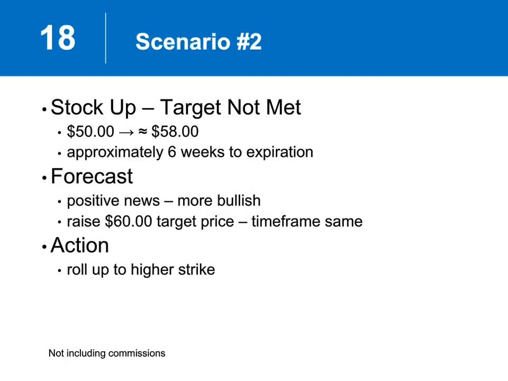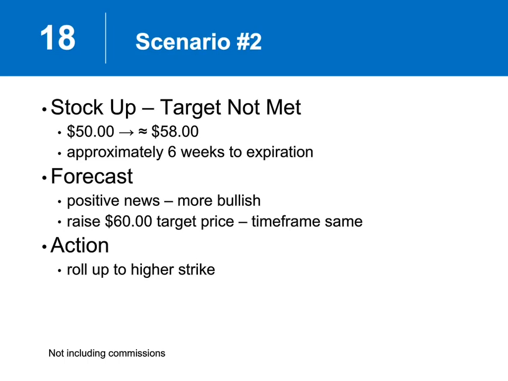Scenario number 2, again, stock up. Stock's had a heck of a run, so we've been right in our forecast, but we haven't quite met the target. We started with 8 weeks to expiration. So the stock had a big run in a couple weeks because we still have 6 weeks to expiration. So our forecast actually has changed again, and we're even more bullish on the underlying because there's additional positive news. So we've raised our target to $60, but we want to keep the same time frame. We've got 6 weeks left.